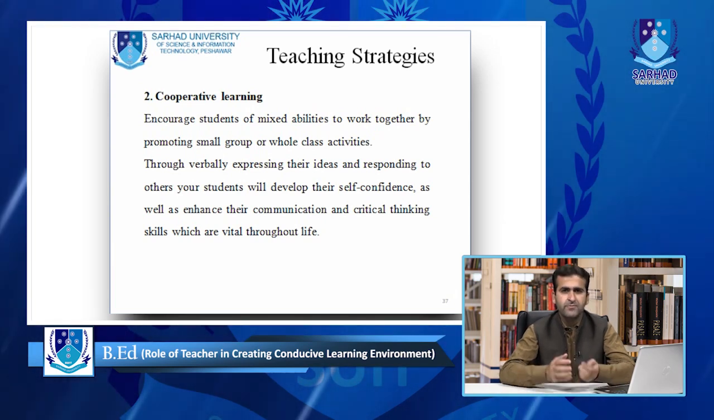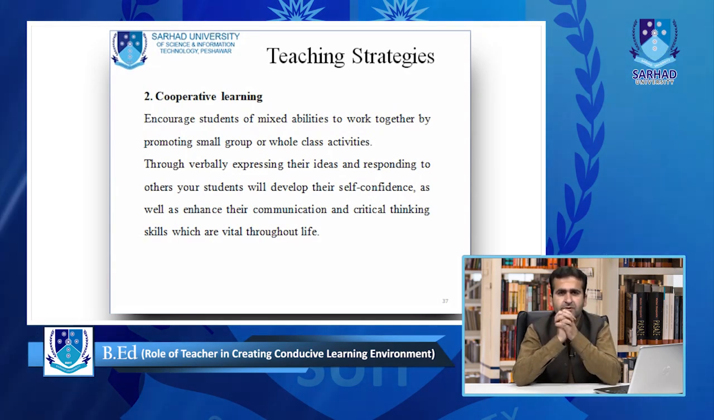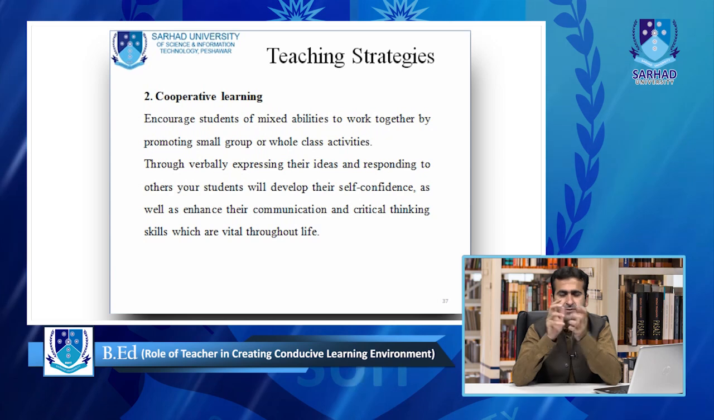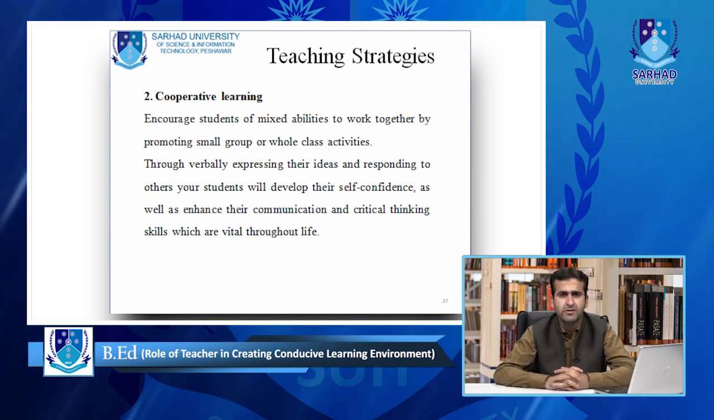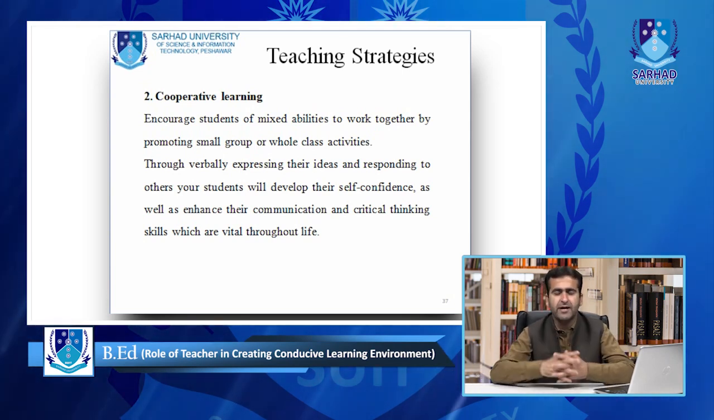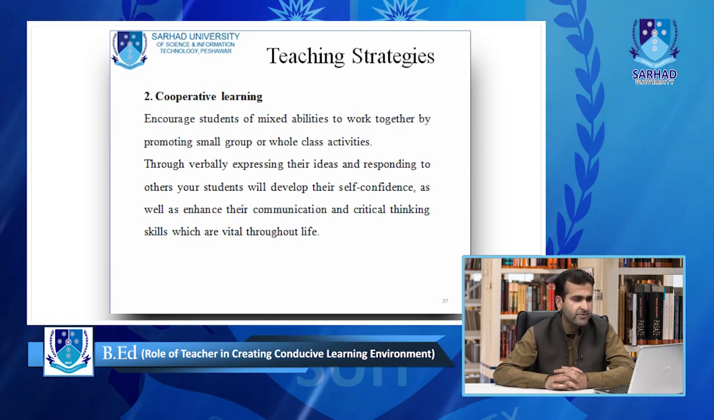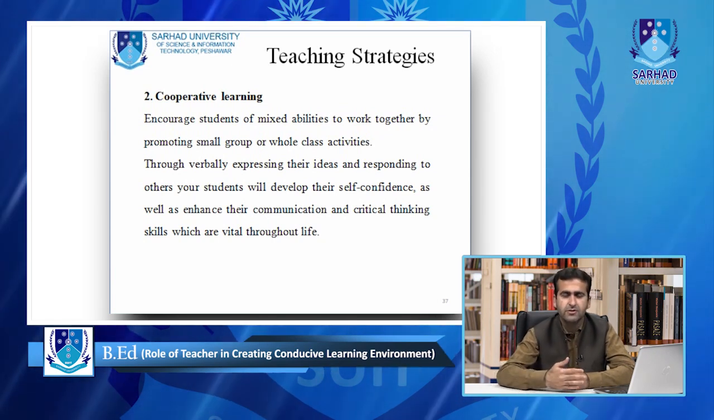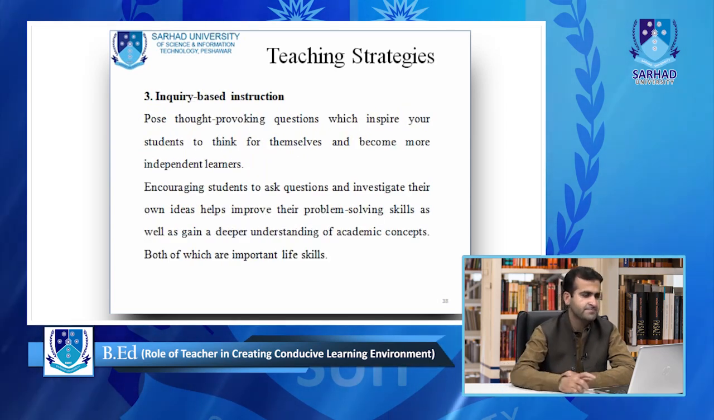In short, meaning to say, we need that the environment should be cooperative. And in a cooperative environment, the different types of abilities of the student will get increased. The student will get advantages from different directions. That's why cooperative learning matters a lot in increasing the learning abilities of the students.